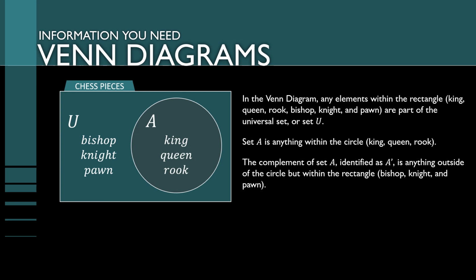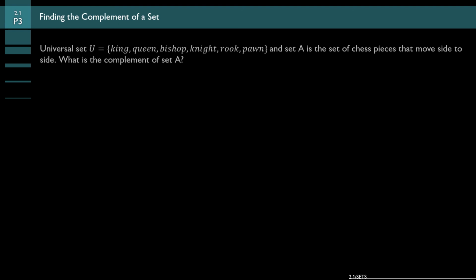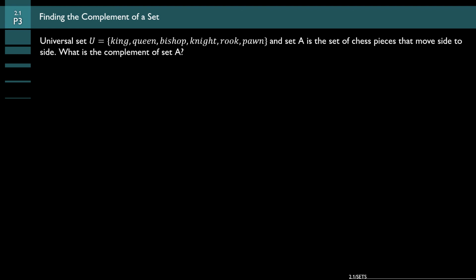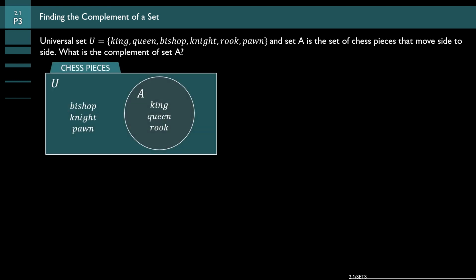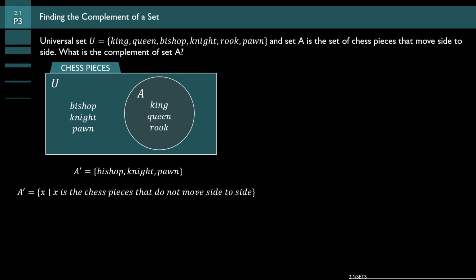Now in problem number 3, we're going to find the complement of a set. The universal set U equals the king, queen, bishop, knight, rook, and pawn, or the chess pieces. And set A is the set of chess pieces that move side to side. What is the complement of set A? The complement of set A is still going to be the bishop, the knight, and the pawn. So we would say A prime equals {bishop, knight, pawn}. And if we wanted to do this in set builder notation, we would say A prime equals {x | x is a chess piece that does not move side to side}.